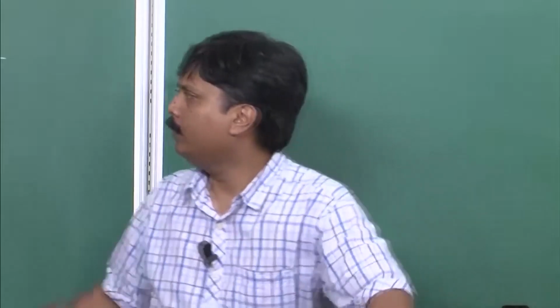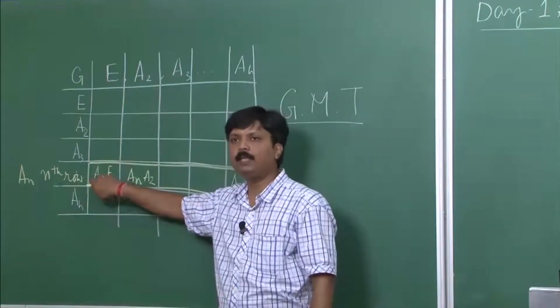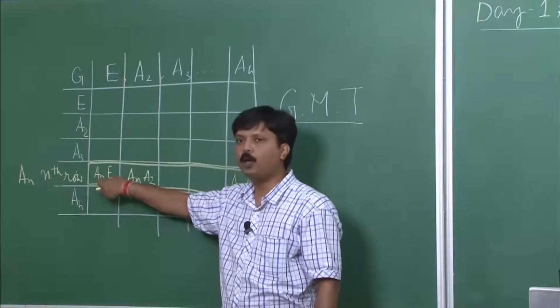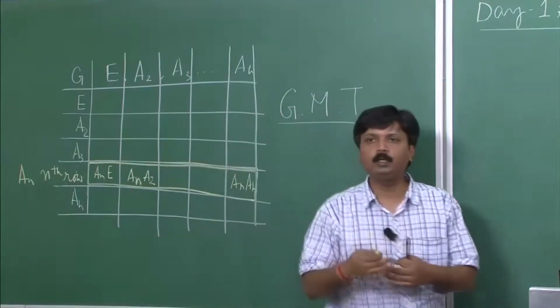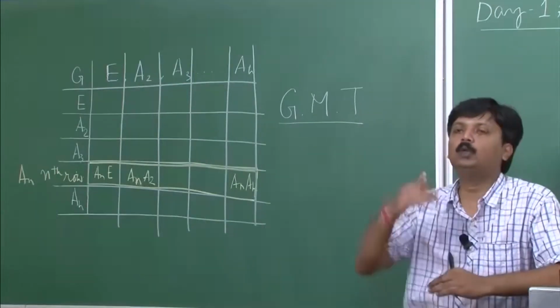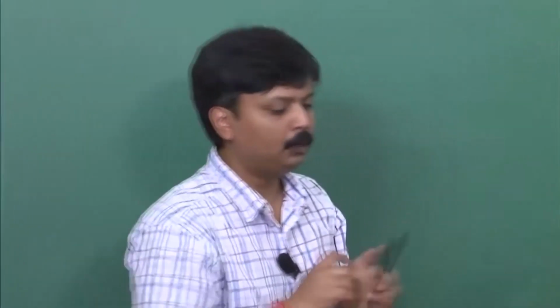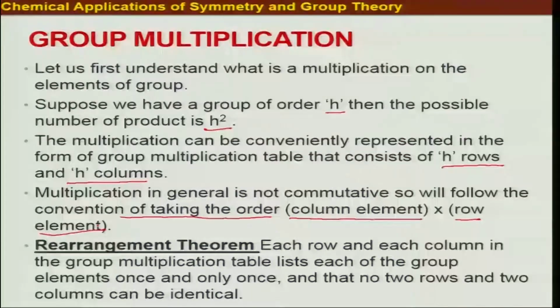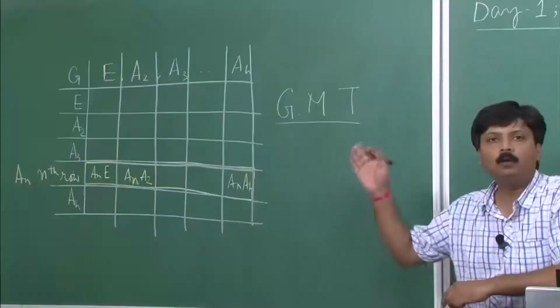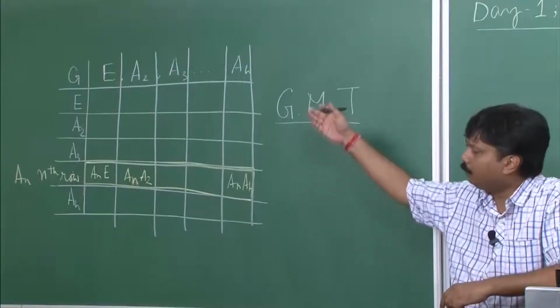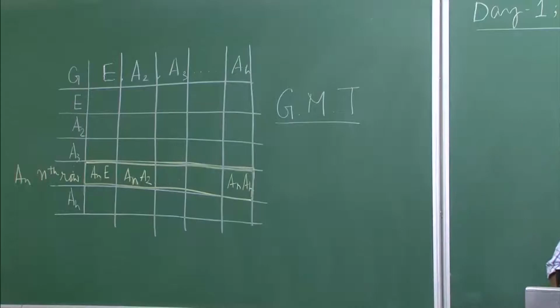Now, since I am not going to repeat the same binary operation going from one row to another row, that means they also will be different in a sense that all these rows will be completely different. What does it mean? That means what exactly is written here in this rearrangement theorem, that each row lists each of the group elements once and only once, and that no two rows are identical. Fine. So that is easily visible from this, and the same thing can be said about the columns. Okay. I could do the same thing in terms of columns also. So this rearrangement theorem holds pretty well.